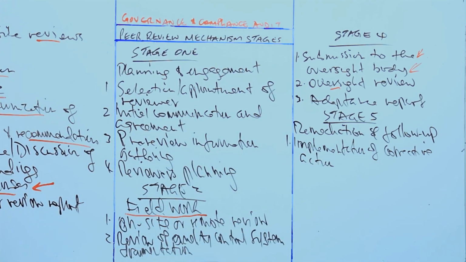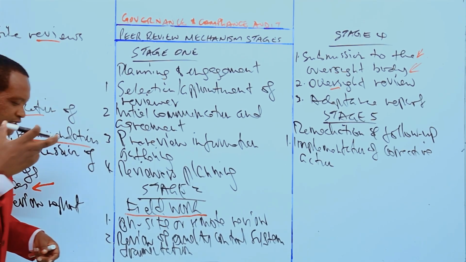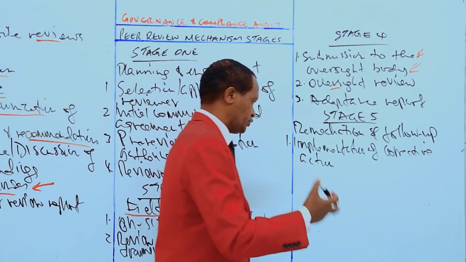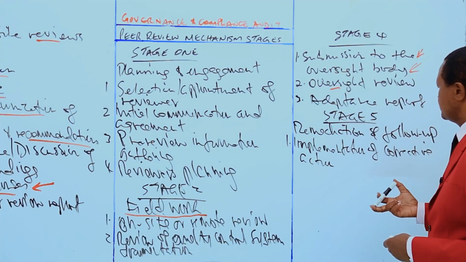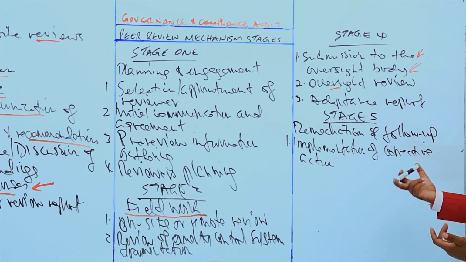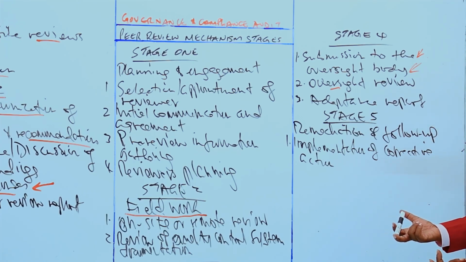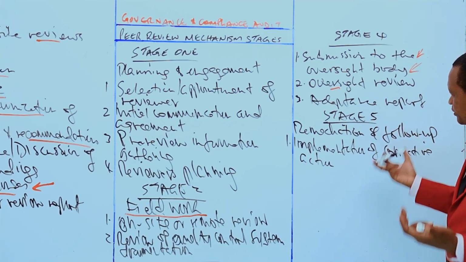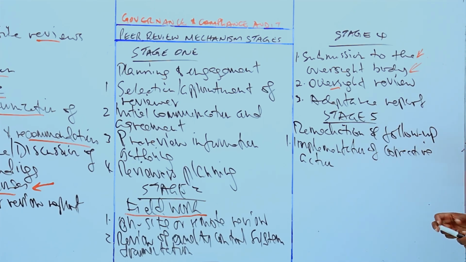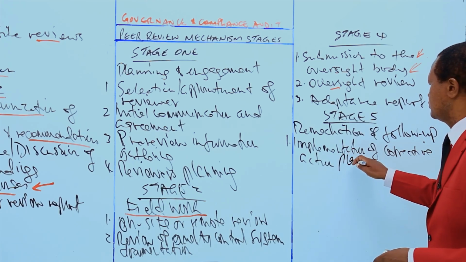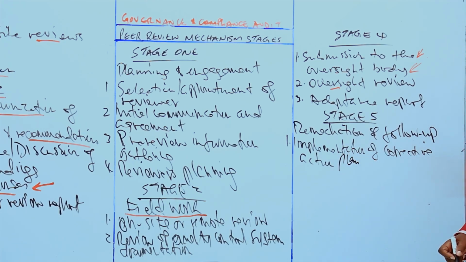The reviewed entity implements the agreed upon corrective actions to address the deficiencies identified during the peer review, and this is crucial for realizing the benefits of the review. Because candidates, if the corrective action is not implemented, then there was no point of carrying out the review in the first place. So the firm that is being reviewed has to implement the corrective action plan. Corrective action plan is implemented. That's the first thing that happens.